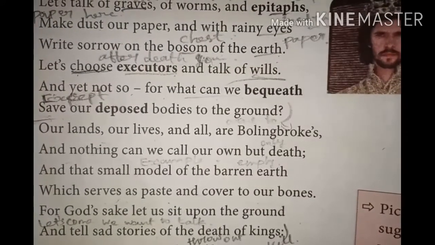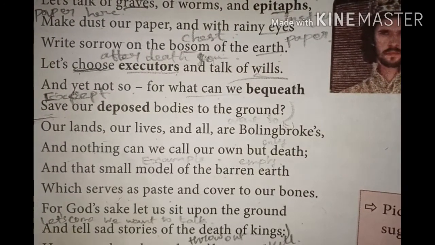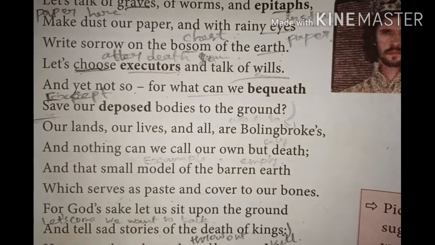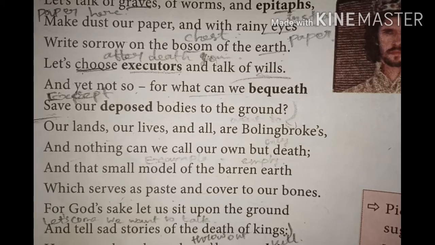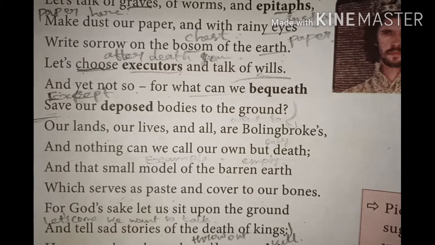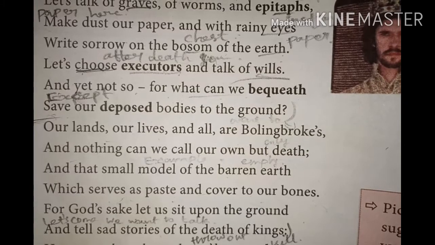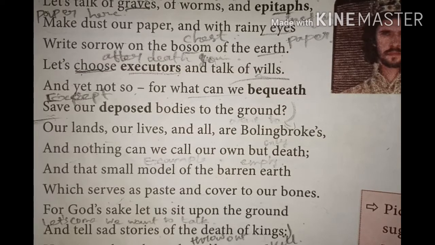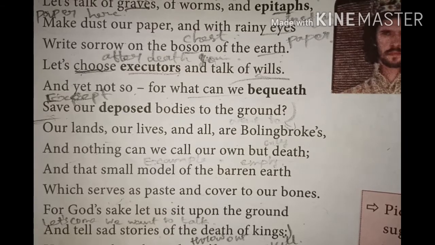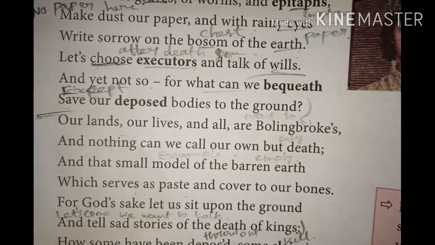Okay, now see. Thus Richard calls his followers. Everything is for God's will, so we cannot stand against God. So every follower, come here. We want to sit here on the ground and talk about the sad stories of past kings, how they died, what their honors were and how they ruled the country. Like that, Richard calls the other followers, and says some have been deposed.